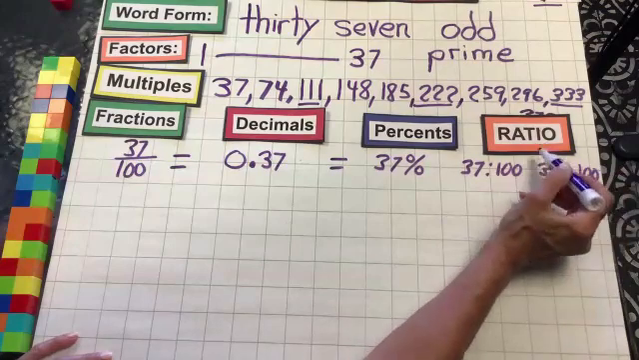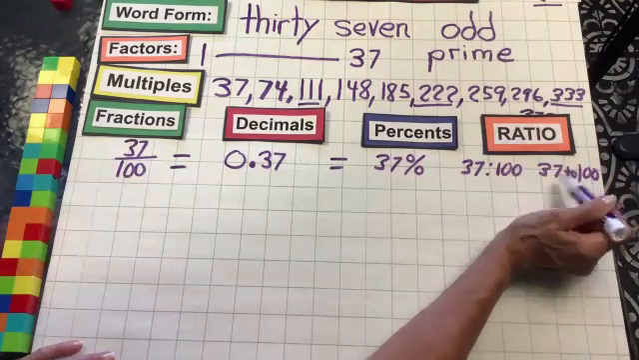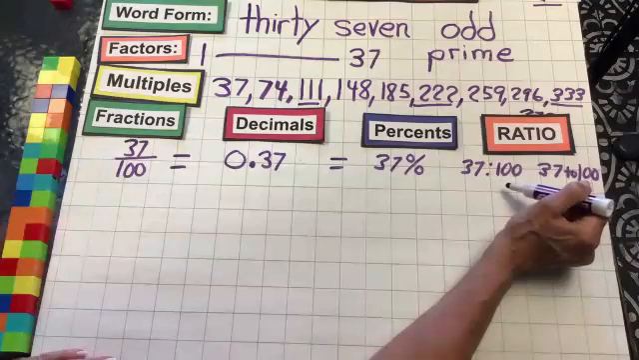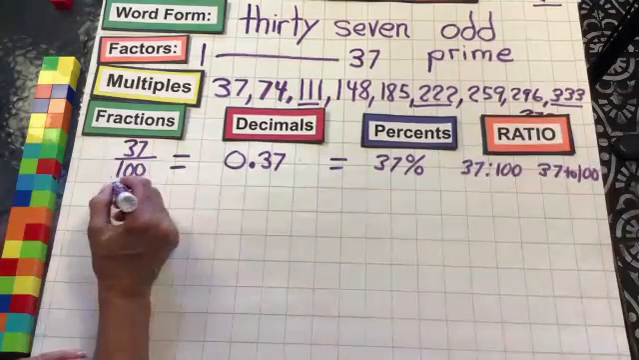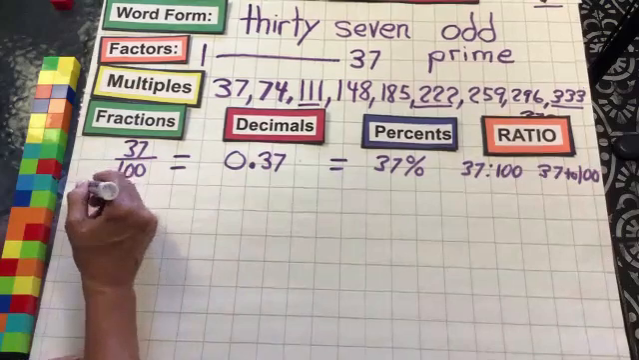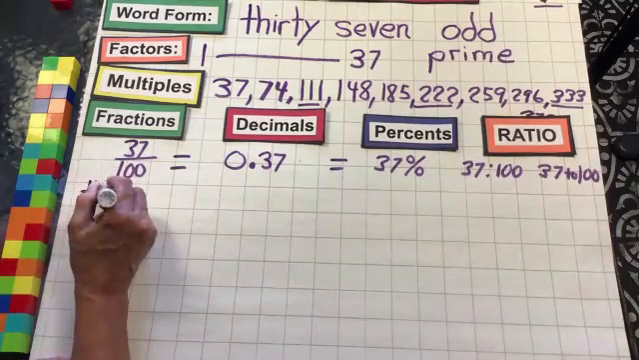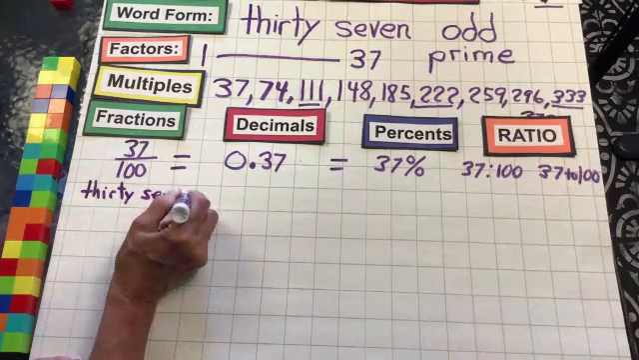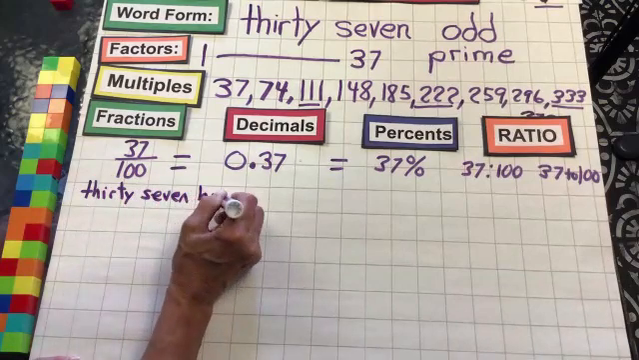And remember, ratios are ways of revealing statistics or research. Here we go. Let's go to here to write it out in words. We have 37 hundredths.